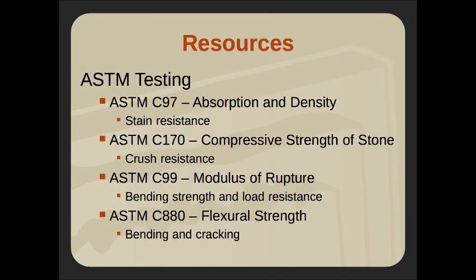C99, modulus of rupture, and C880 are sort of giving us the same thing. Modulus of rupture is somewhat outdated at this point. It was based on testing brick. C880 is what I've always used in the past for determining flexural strength. It's a little more realistic. You actually test the thickness of the material you're going to use.